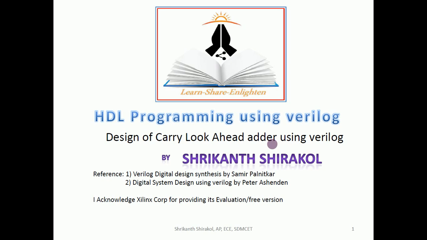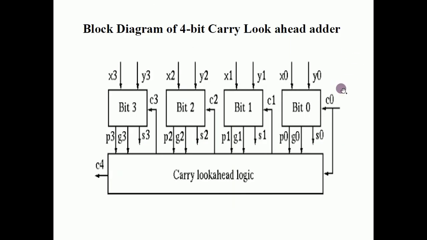So the reference is somewhere Palnitkar's book and Peter Ashenden, and I also acknowledge Xilinx Corp for providing its evaluation version. So here is a block diagram. The block diagram goes like this: bit 0, bit 1, bit 2, and bit 3. All these specify the full adder. This is a full adder processing the zeroth bit of the inputs x and y with C naught, that is the carry input, and it will give out carry out and sum out.